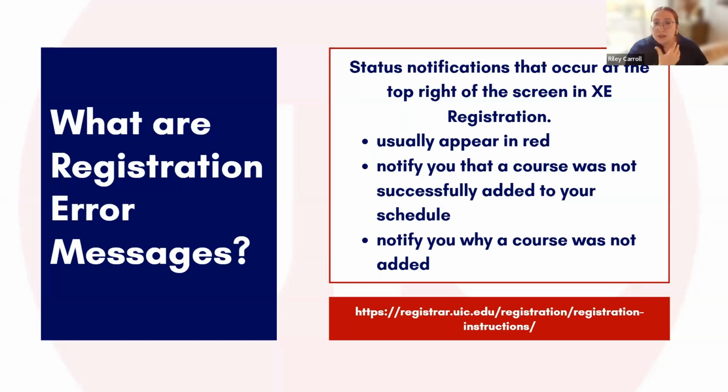These messages usually appear in red and will let you know that a course was not successfully added to your schedule and why it was not added. When a course has been successfully added to your schedule, the status message will again be in the upper right corner, but will be green and notify you of a successful registration.